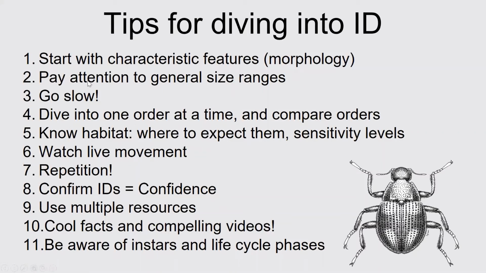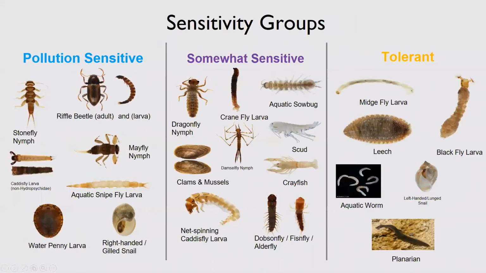Example slides such as this one go over tips for diving into ID, such as paying attention to size ranges, starting slowly one order at a time, and being aware of instars and life cycle phases. There are additional slides that go into some of these in a bit more depth.